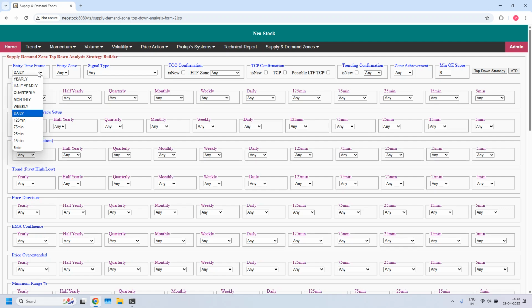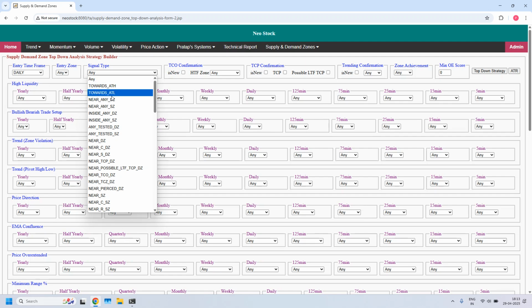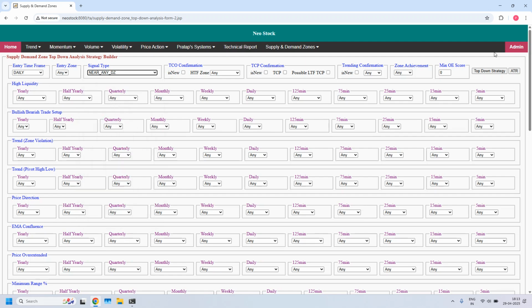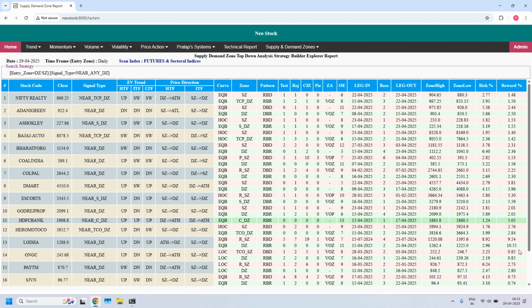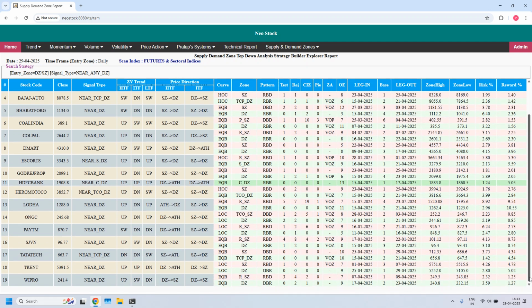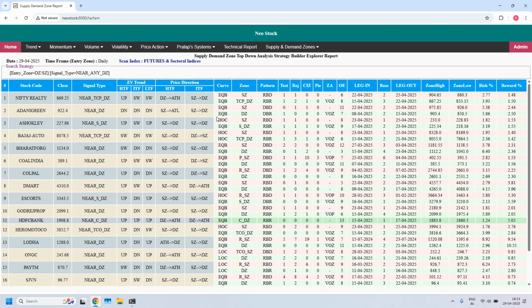Entry time frame daily. Let us find the stocks near to the daily demand zone. First 16 stocks in the list. Scrolling the list down. Total 19 stocks are filtered. Stocks near to the daily demand zone. Let us identify high liquidity daily demand zones from this list.